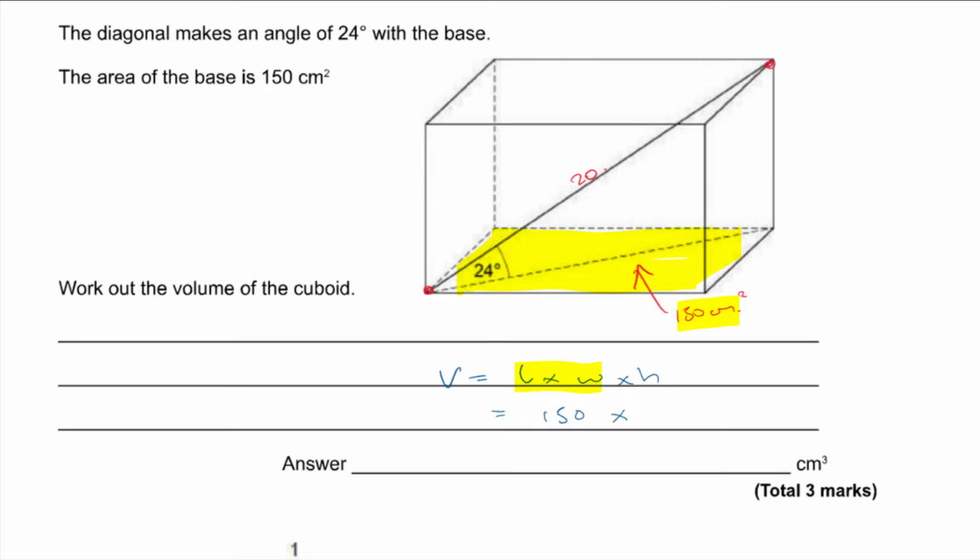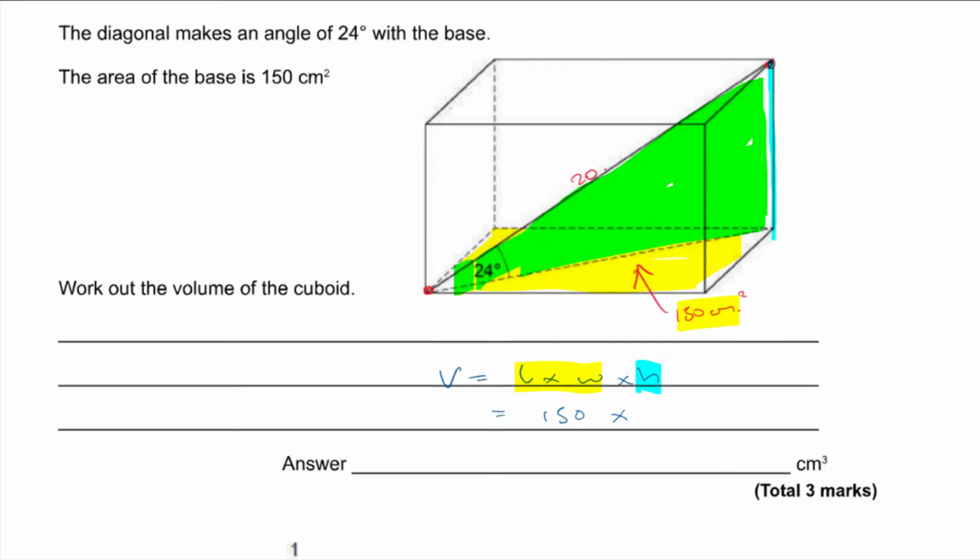So all we really need to do is work out h, the height of the cuboid. Now the height of the cuboid is this length here, isn't it? That's the height. Now that is one of the sides of a right angle triangle that runs up the middle of the shape like this. Can you see that one in there? Okay, so that's the triangle we're going to be using here.